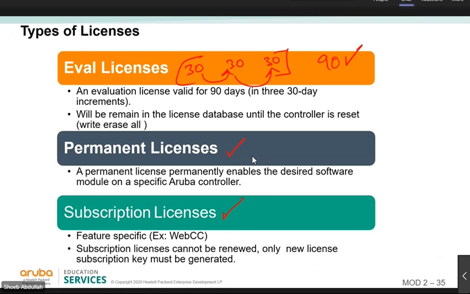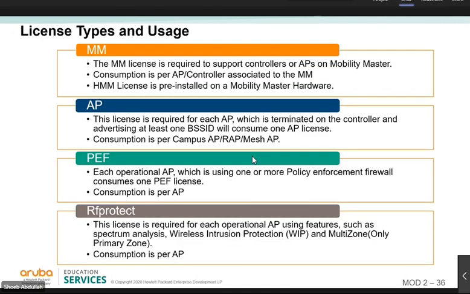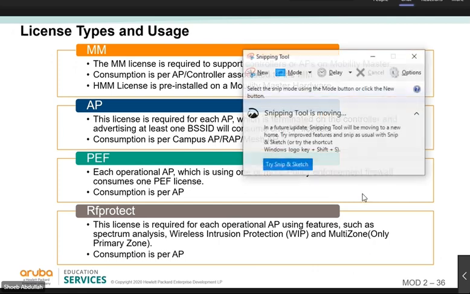Next is the subscription-based license. Subscription license is typically a license where for certain features, you do not get permanent license. You get subscription-based license, meaning that you get 1 year, 3 year, 5 year, 7 year period licenses. You do not get permanent license, such as WebCC. Why is it like this? This is the strategic approach from the sales team to make money. That's it. Right? Next is your license type and usage.